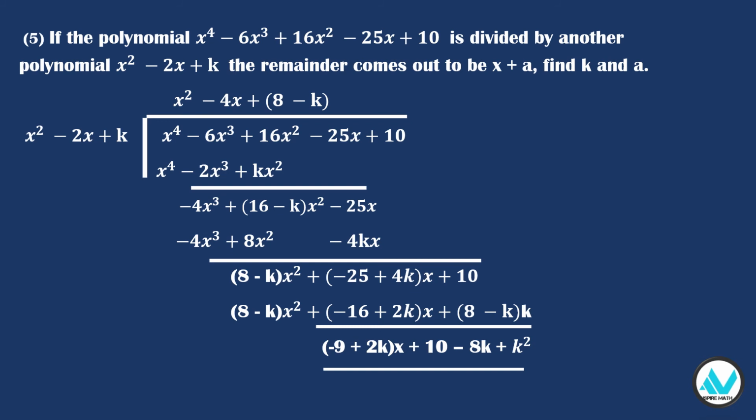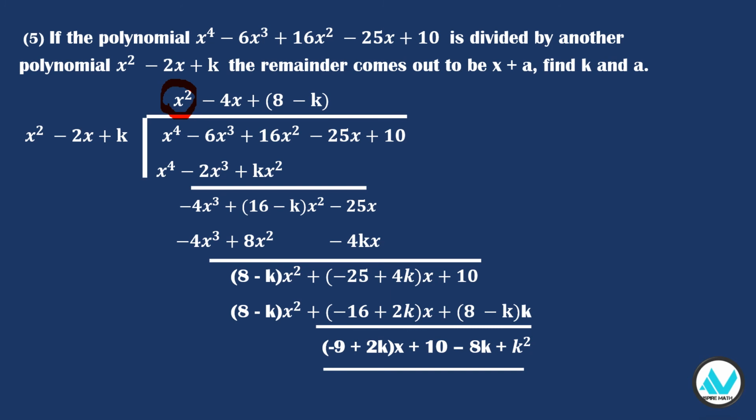Now as usual, let us see x square into what gives me x power 4. Now x square into x square gives me x power 4. So let me multiply this. X square into x square is nothing but x power 4. X square into minus 2x gives me minus 2x cubed. X square into k gives me kx square.